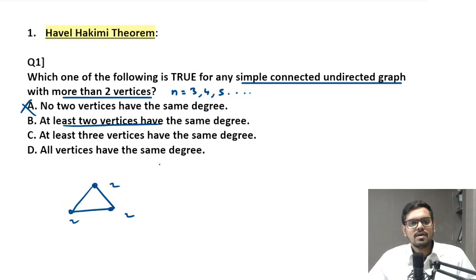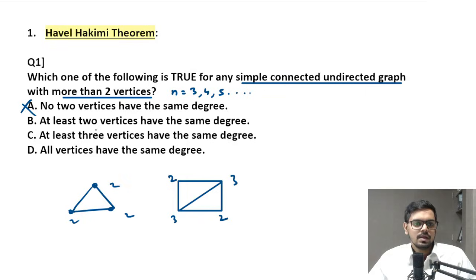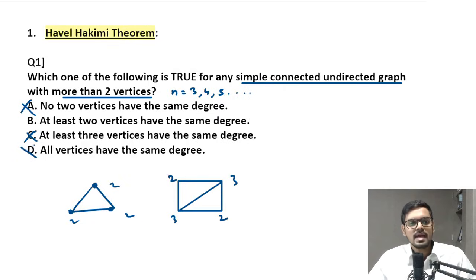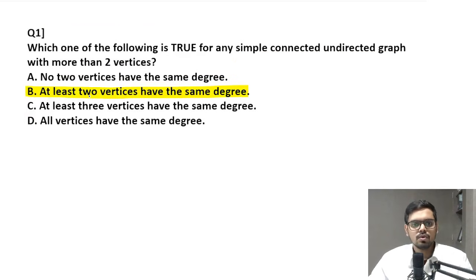At least 2 vertices have the same degree. Yes. At least 3 vertices have the same degree. Yes. All vertices have the same degree. Yes. Take one more example. What if I take this example? Degree 3, degree 2, degree 3, degree 2. At least 2 vertices have the same degree. Makes sense. At least 3 vertices have the same degree. No, we cannot find 3 vertices having the same degree here. All vertices have the same degree. Absolutely not. So option elimination says option B is correct, and that statement is nothing but the corollary of the Handshaking lemma. What is the corollary?